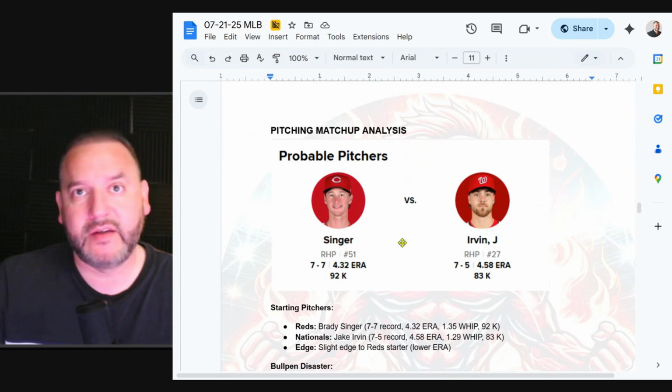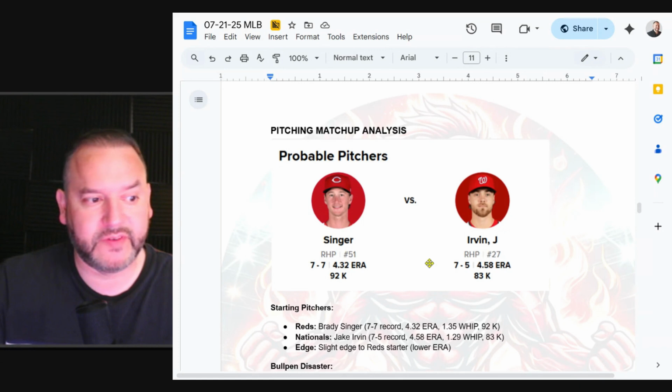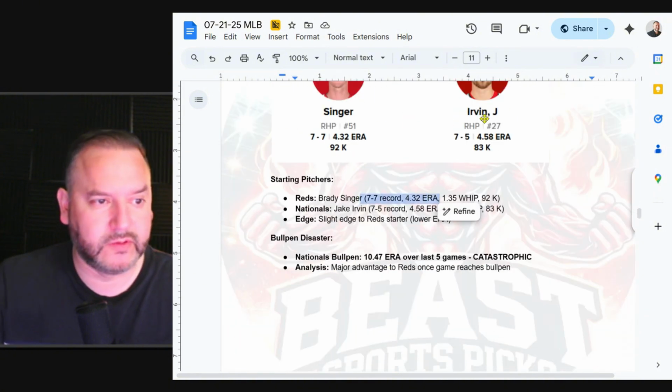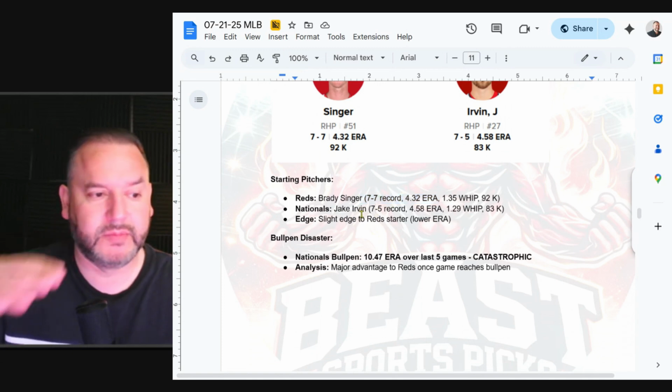The pitching staff for the starters is pretty much the same. Look at this: 7-7, 7-5, 4.3, 4.5, 92 strikeouts, 83 strikeouts. So very, very similar starting stats. Brady and the Reds are 7-7 record. Well, this is a little different from here, but either way, they're very similar starting pitchers.